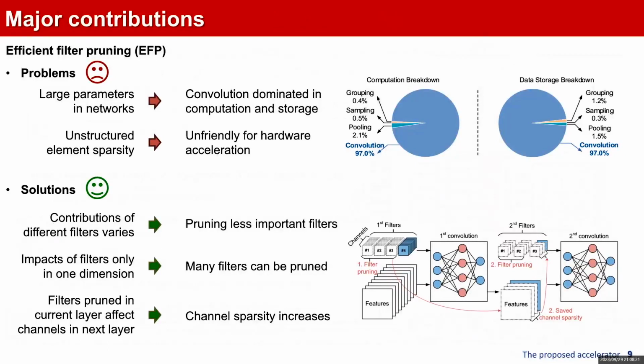Therefore, in PNNs, a greater number of filters can be pruned with minimum impact on the network. Additionally, the pruned filters in the current layer can also introduce sparse channels to the next layer's input features and filters, which increases the channel sparsity of both features and filters. Based on this, filter pruning is efficient on PNNs.